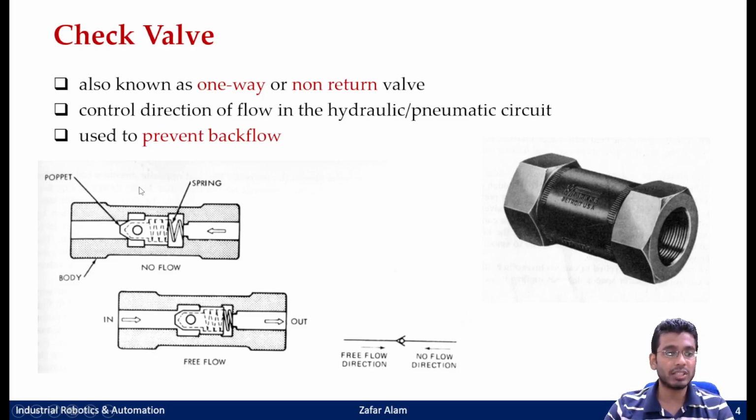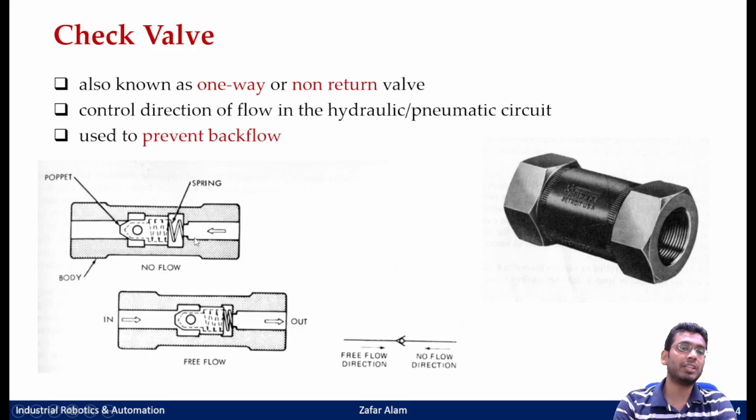So what is the construction here? If you see, there is a poppet and a spring that presses the poppet against the body. When your fluid is coming from the left-hand side, it pressurizes the poppet and opens the port so that you can have free flow from left to right. And if you try to put the fluid from the opposite side, it presses the poppet more against the valve body and closes it completely. So there is no flow from the reverse side.